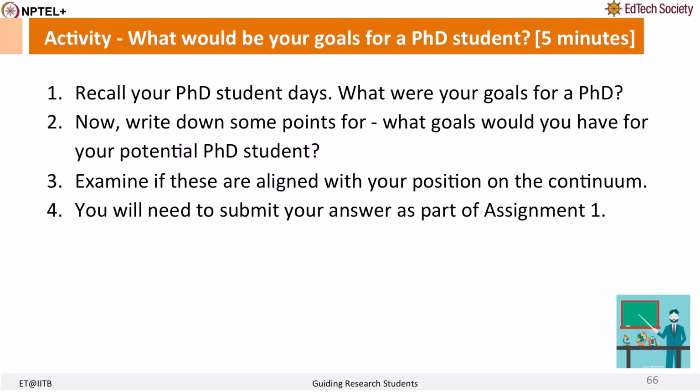Now, coming to what would be your goals for a PhD student. Same exercise we have to do. Write down some points of what goals you would have. Now that you have identified what would be your ideal student, write down what goals you would have for your potential PhD student, and then examine whether these are aligned with your position. Once again, we can take 5 minutes to do this activity.